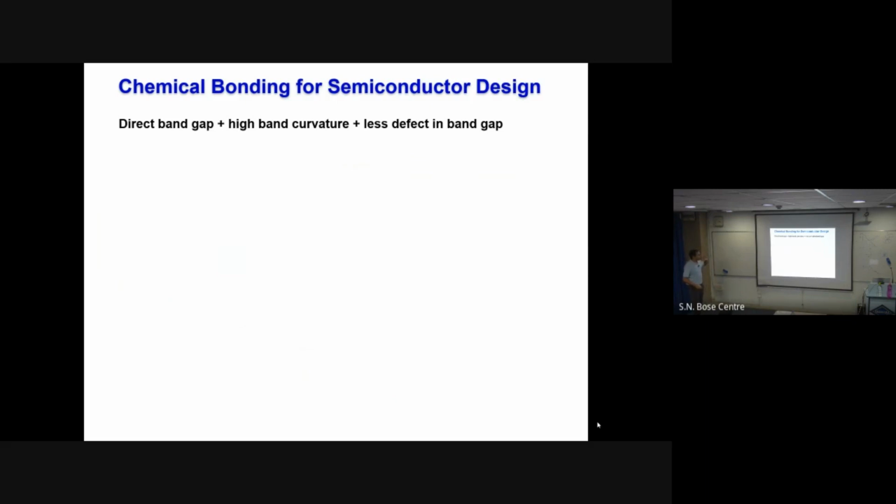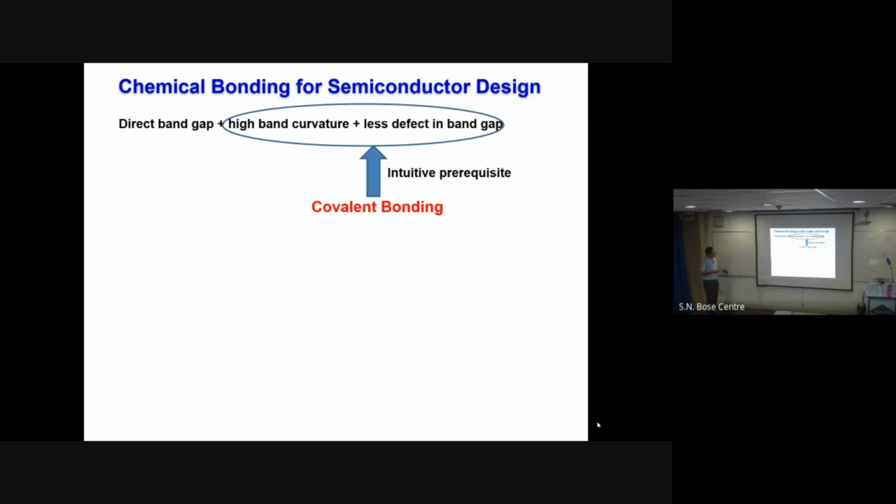So this is one of the major challenges that I think a materials chemist faces in terms of material design. This intuition is very much required to develop a new material. And in this regard, I would say that the intuition that we follow is that we look for a covalent bond. Direct band gap still I cannot predict without getting the structure and the electronic band structure. But to get a high band curvature or fewer defects, etc., probably I need the bonds that are created to be covalent enough.